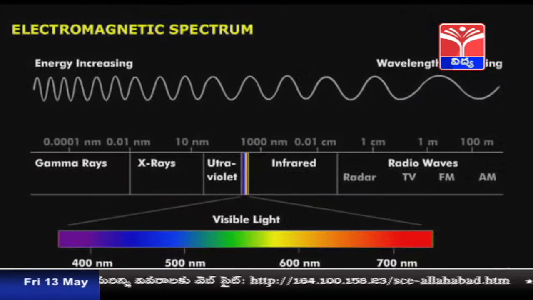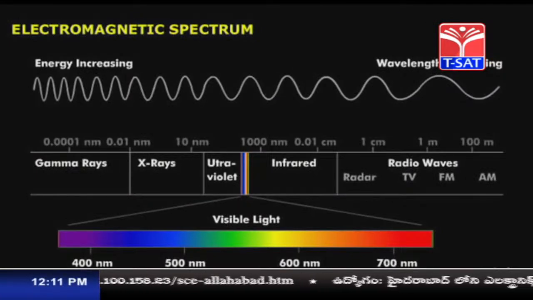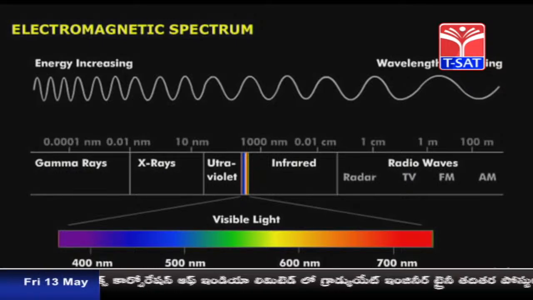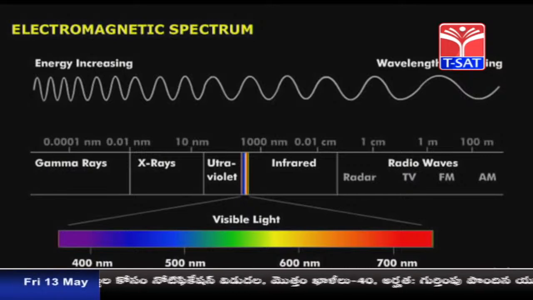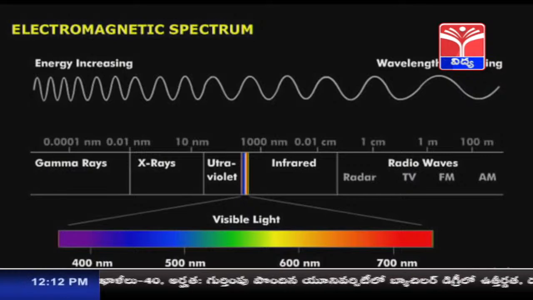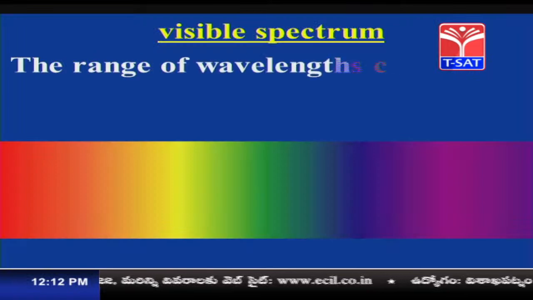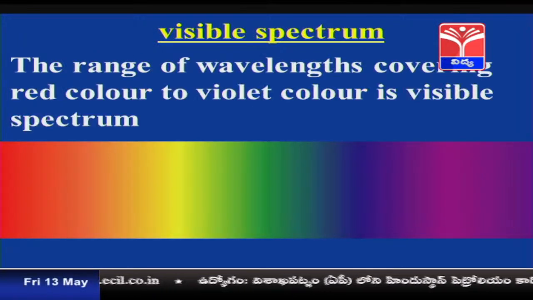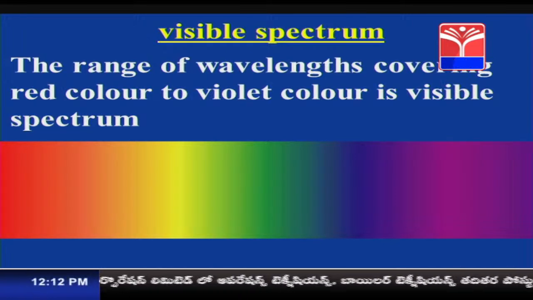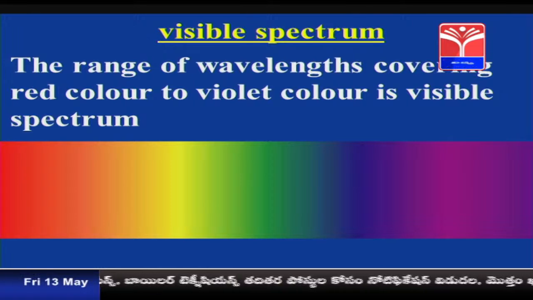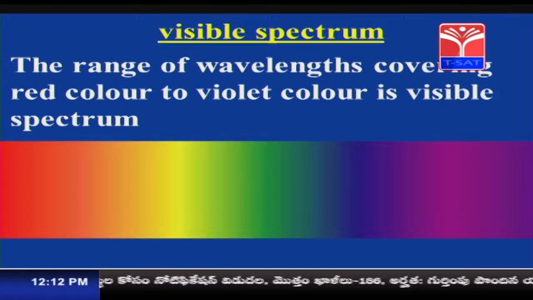You can find here the electromagnetic spectrum. You can see very clearly gamma rays, X-rays, ultraviolet rays, infrared rays and radio waves. Here visible light ranges from 400 nanometers to 800 plus nanometers. That range of wavelengths indicates visible light, and here you can find all the 7 different colors. See children, here you can find the visible spectrum. The range of wavelengths covering red to violet is the visible spectrum, because only these colors can we see with our eyes, and other electromagnetic radiation we cannot see with our eyes.